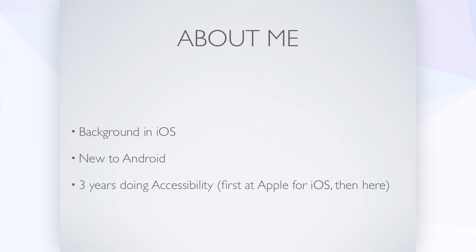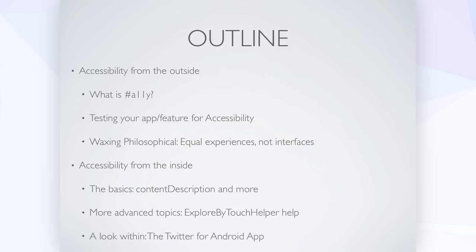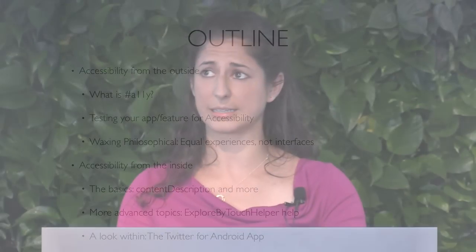But that whole year I've been really focusing on accessibility, so I'm pretty excited about where I've gotten. So what are we going to be talking about today? I'd like to start by coming in from the outside. If you haven't really talked or thought about accessibility much, what is it? What does it mean to make your app or your feature accessible? And how do you test for it? Maybe you already have an application. How do you actually check and see, is this accessible? How can people use this?